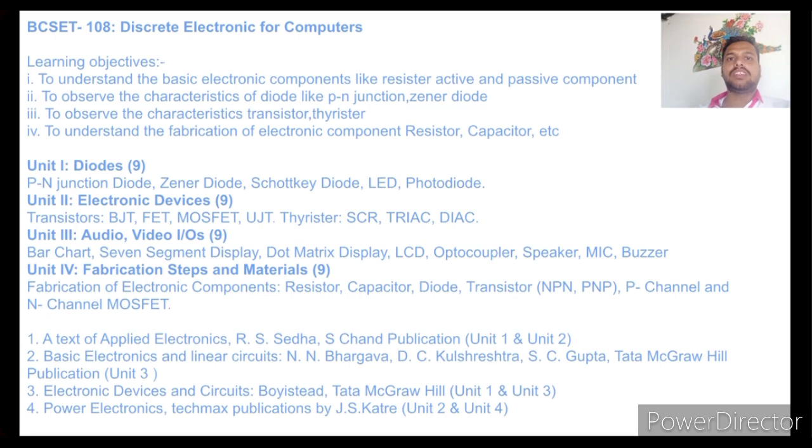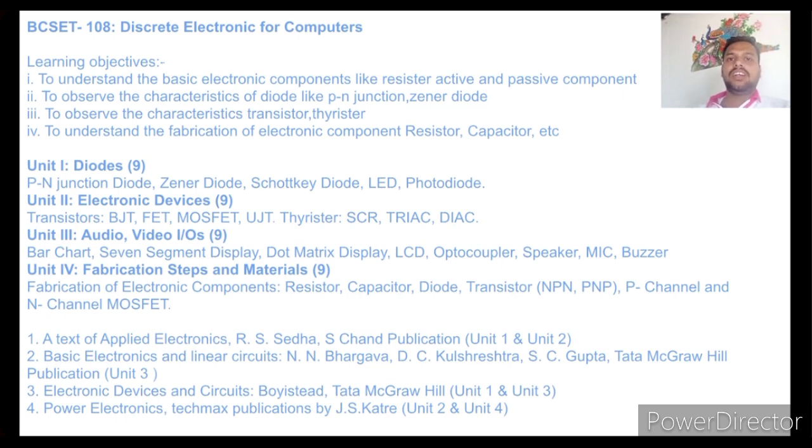The main syllabus, first, is the diodes, which we study in depth: different diodes such as PN junction diode, Zener diode, Schottky diode, light emitting diode, and photodiode. It is the application of the semiconductor. In this unit we discuss the PN junction diode, its construction, working, characteristics and applications, similar to the Zener diode, Schottky diode, LED, and photodiode.